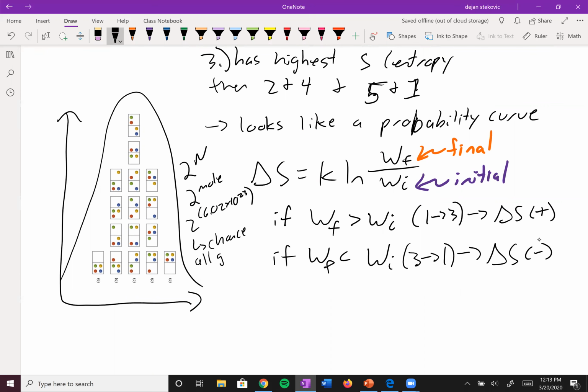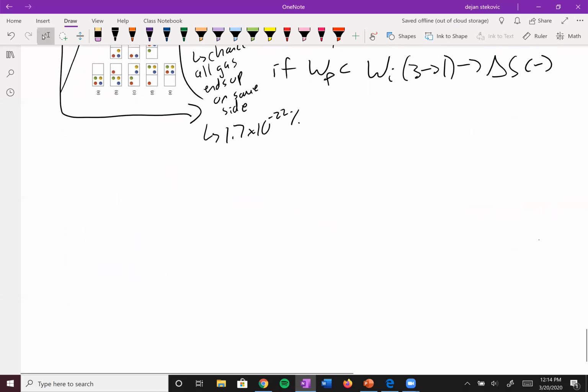So chance all gas ends up on the same side. If you do the calculations, you'll get approximately 1.7 times 10 to the negative 22%. Right? So the chance that 1 mole of gas dispersed between 2 boxes, the chance that all of those gas molecules will end up on one side is extremely, extremely, extremely tiny from a probability point of view. And entropy is very much so related to that.